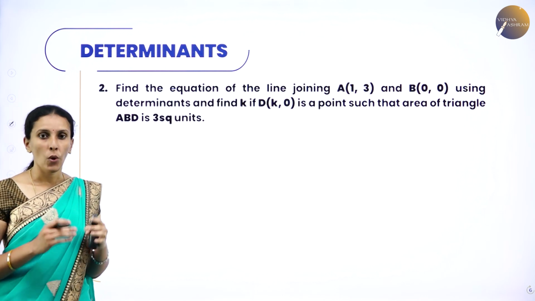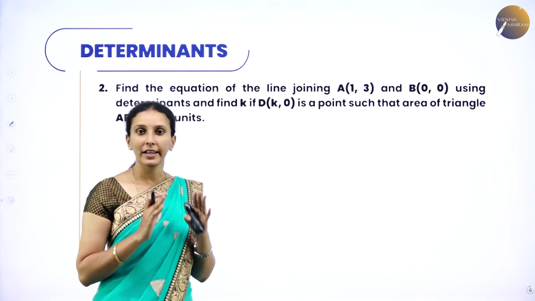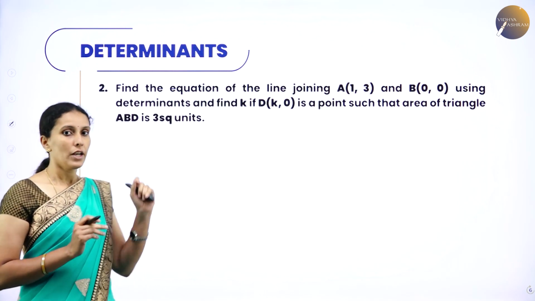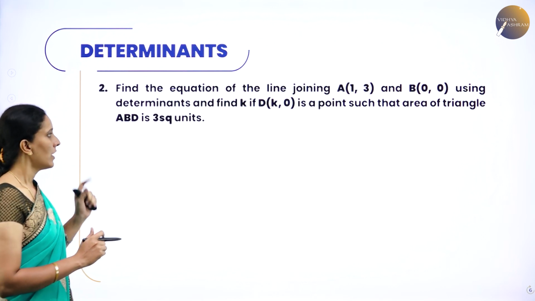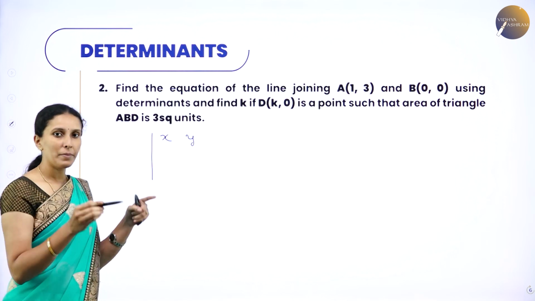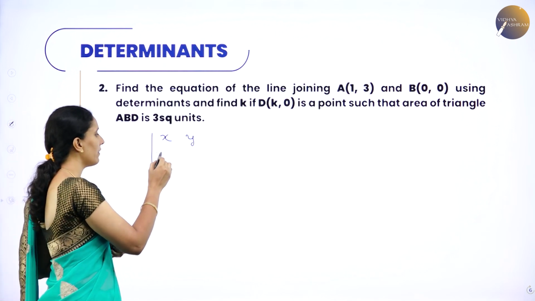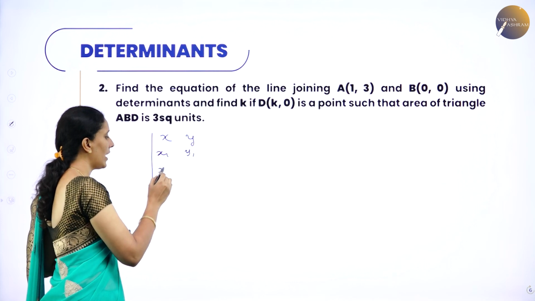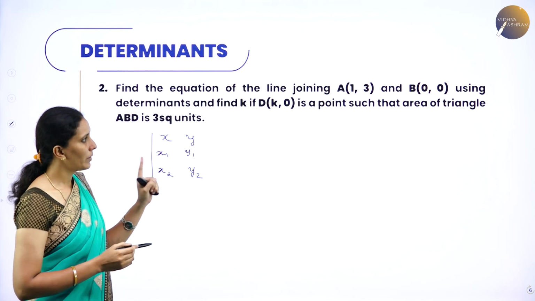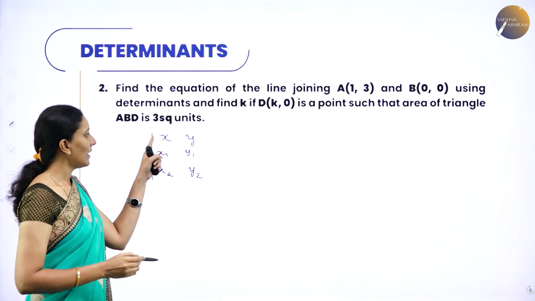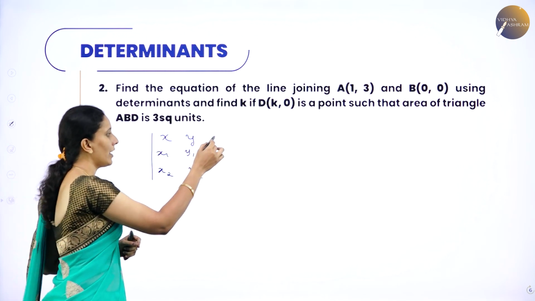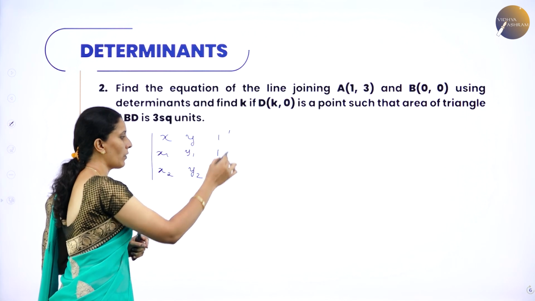Now I already said, with the help of the equation for finding the area of a triangle, we can also find the equation of a straight line joining any 2 points. The formula we generally use is the determinant with x, y. Let x, y be any point on the line, and the given points are x1, y1 and x2, y2. For this problem, the line joins the points 1, 3 and 0, 0. And the last column is 1, 1, 1.